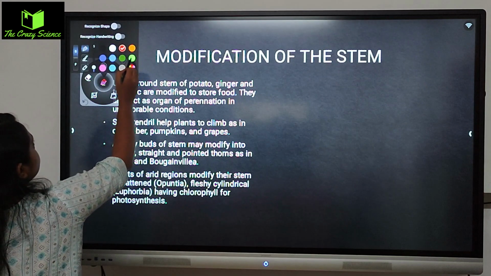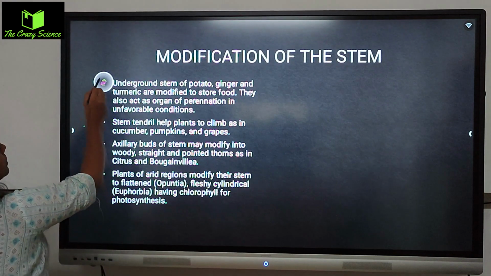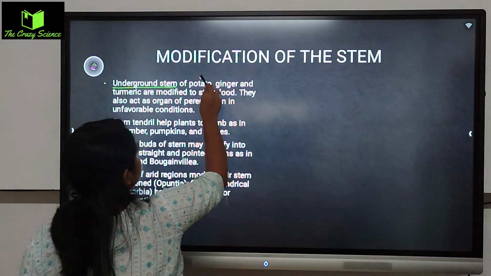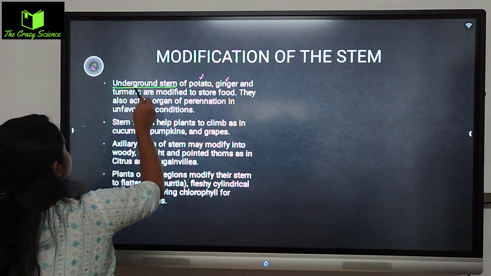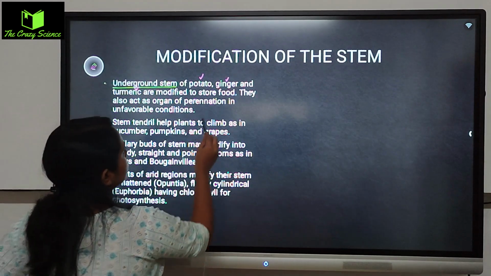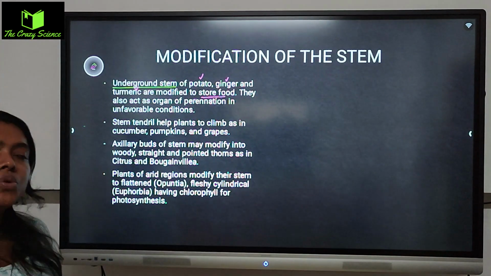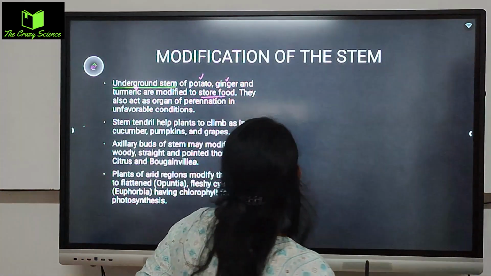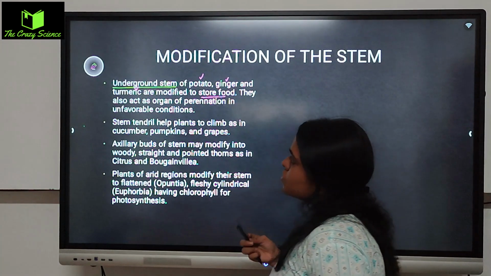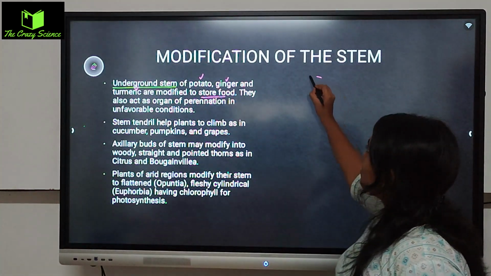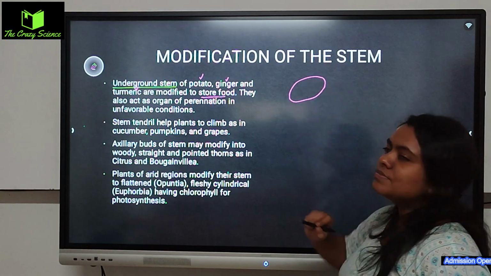Okay, the underground stems of potato, ginger and turmeric are modified to store food. তো আন্ডারগ্রাউন্ড যেগুলো একদম মাটির নিচে হয়, those are grown under the soil. In that one, potato, we know potato একদম আন্ডারগ্রাউন্ড এ থাকে, একদম নিচে থাকে, and it swells. Potato অনেকটা এরকম থাকে না, রাইট?